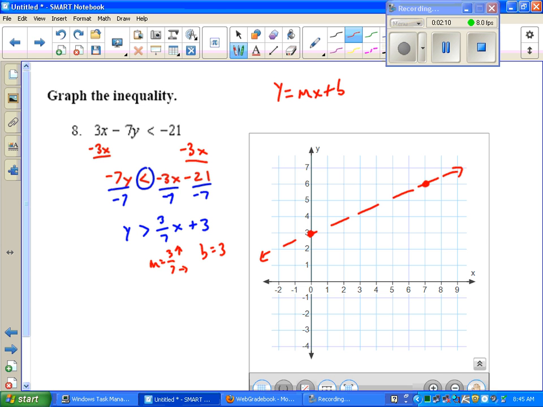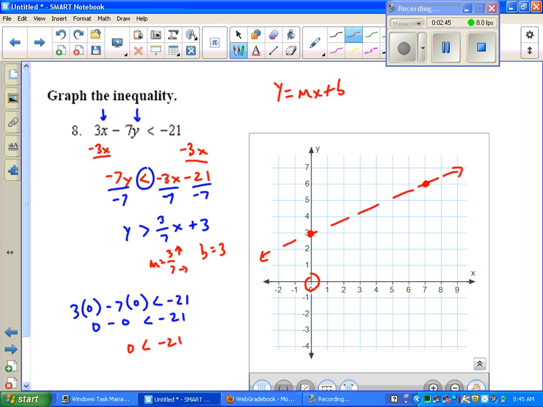So pick one point. Remember, the easiest point for almost everybody to use is 0, because when you multiply anything times 0, it'll give you 0. So if we plug that number back into the original equation, remember, you can plug it into any equation you want. I'm just going to show you going back into the original one. 3 times 0, minus 7 times 0, is less than negative 21. Anything times 0 is 0, minus anything times 0 is 0. Is 0 less than negative 21? 0 is not less than negative 21.